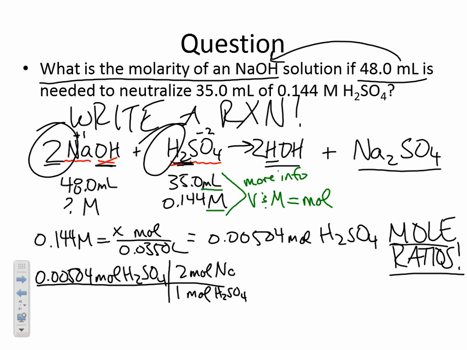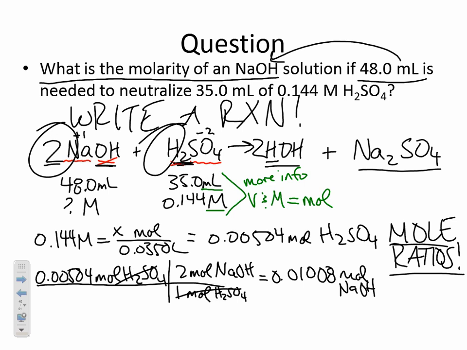And this right here is why you're going to do this with mole ratios and why you're never, ever going to do this to me with the dilution formula, which is for diluting things and diluting things only. So I'm doing this math. The moles of H2SO4 cancels out. I'm left with moles of NaOH. So I have 0.01008 moles of sodium hydroxide.